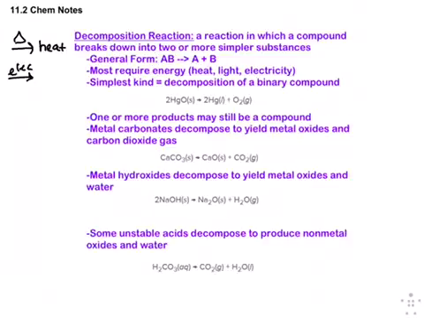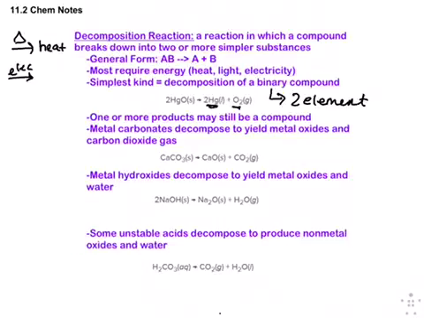Those are ways to indicate that something else other than a compound or an element is involved with the reaction. So the simplest kind of decomposition is the decomposition of a binary compound. A binary compound will only have 2 elements in it, bi meaning 2. One or more products may still be produced. So when we look at mercury oxide here, it breaks down into the mercury and the oxygen.